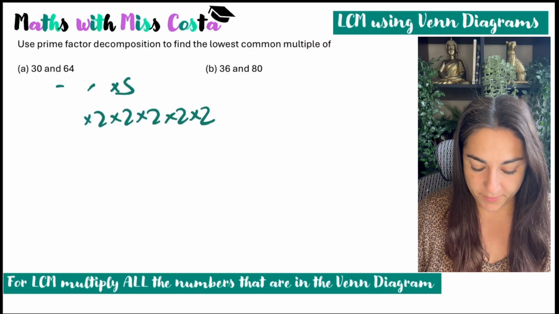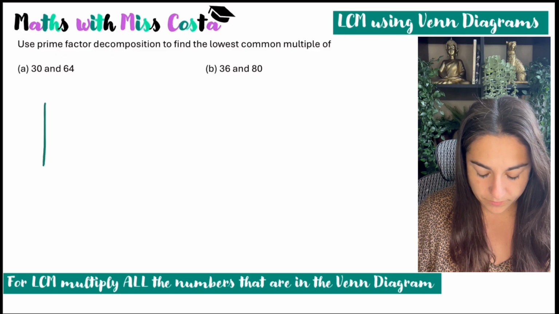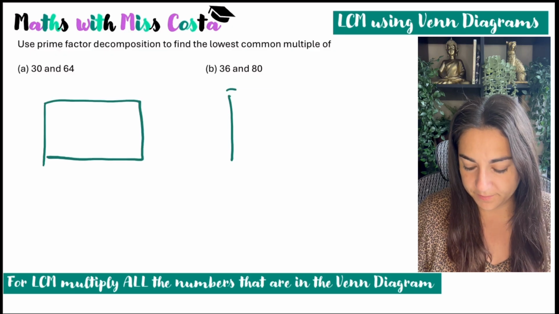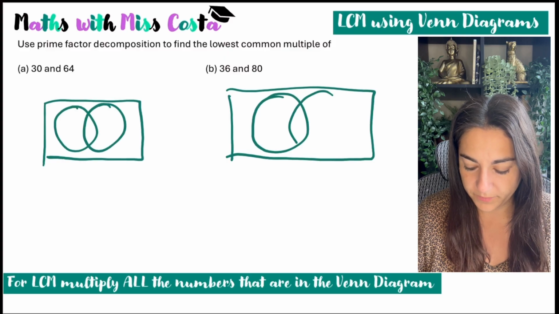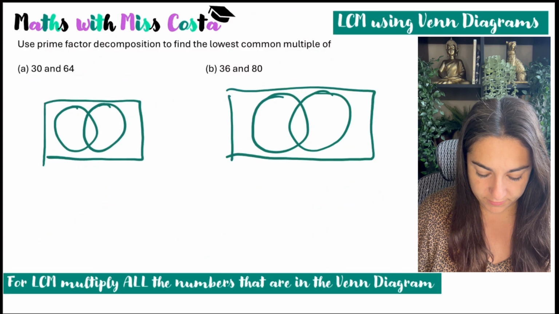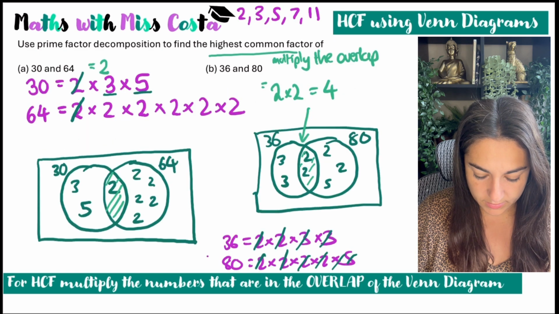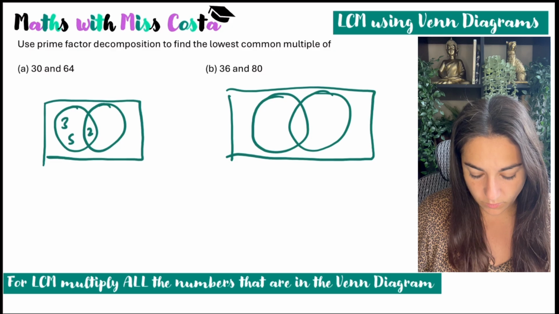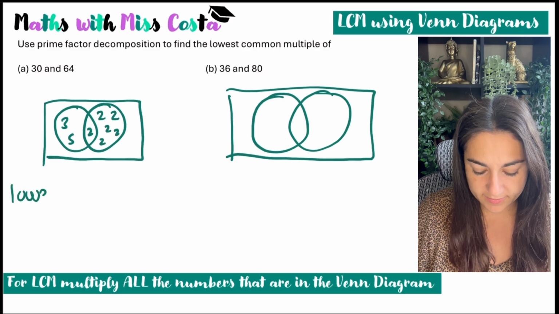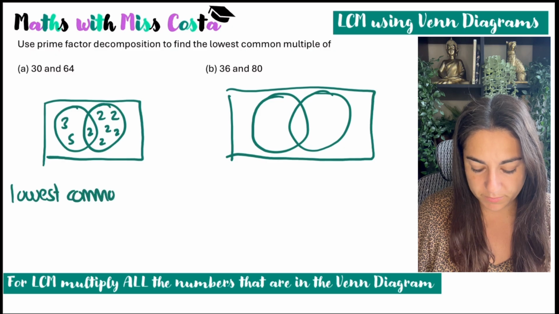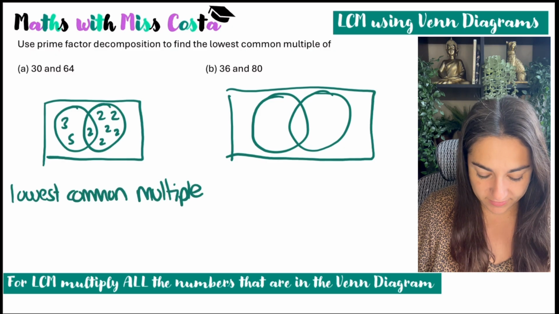Maybe I need to just draw it out. Okay, so to work out the lowest common multiple, you've got your Venn diagram. So I'm just going to draw them out from before. So here we've got 3, 5, 2, 3, 5, 2, and then 1, 2, 3, 4, 5. Okay, so the lowest common multiple is going to be everything that is inside this Venn diagram.